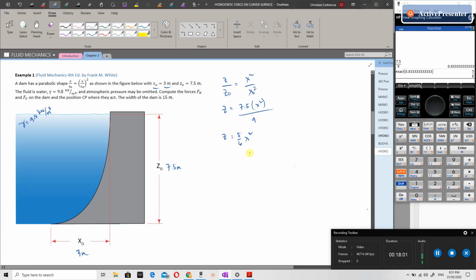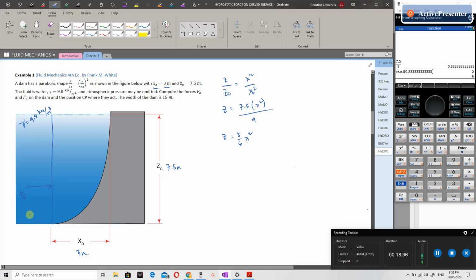Okay, so we have 5 over 6 x squared. So we can easily solve the horizontal component FH. If we take this vertical projection, an imaginary vertical plane, we will have a hydrostatic force FH here. I hope the writing is visible.